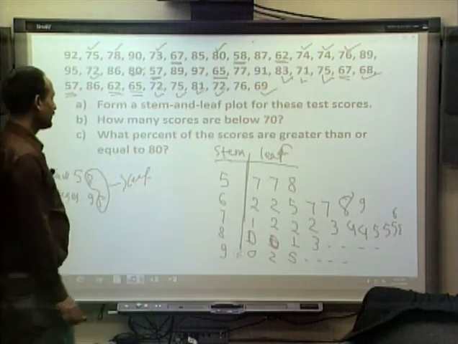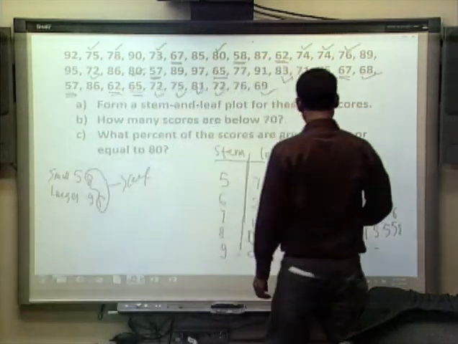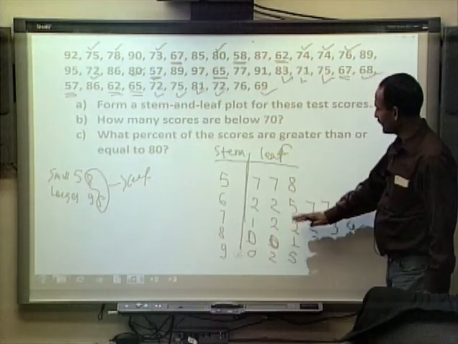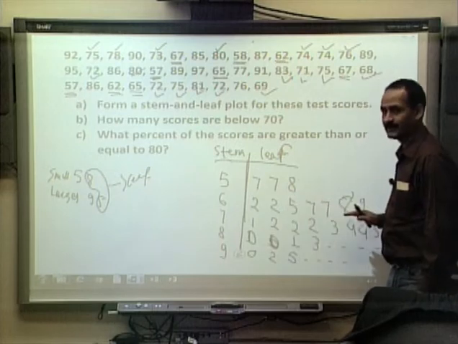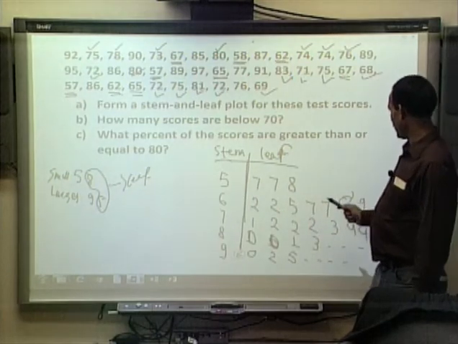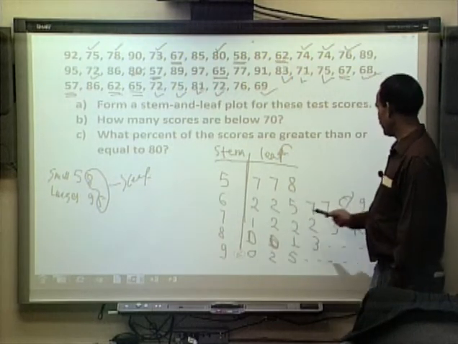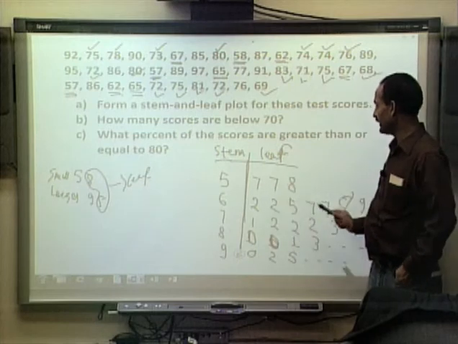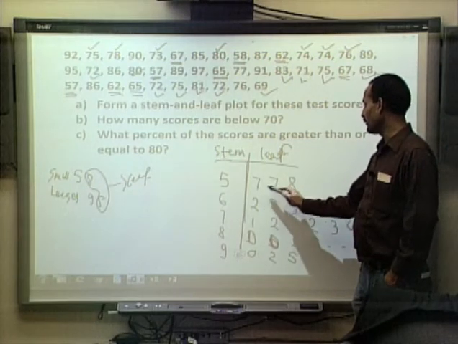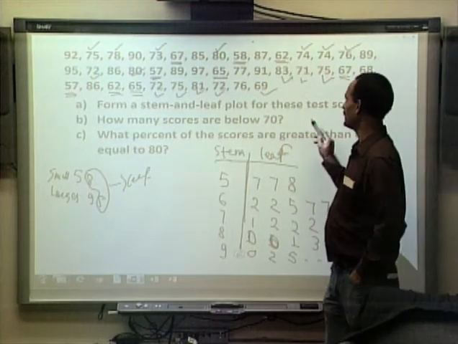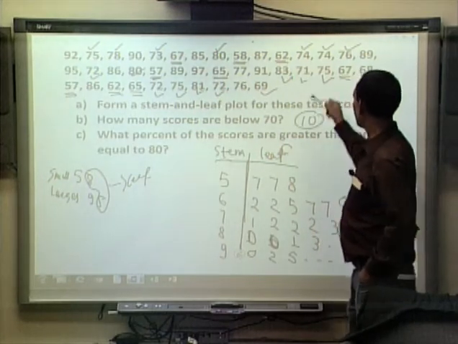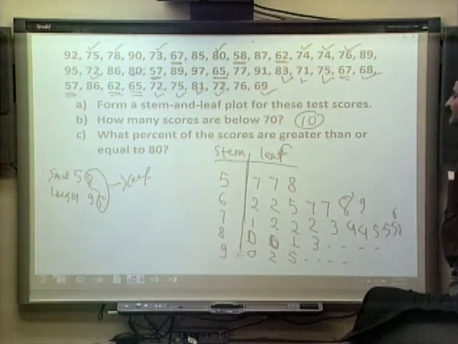How many scores are below 70? So below 70 means you will count anything below 70. That means you will count how many in the line of 5 and 6. If I have counted everything in the line of 5 and 6, then the right answer will be 1, 2, 3, 4, 5, 6, 7, 8, 9, 10. So I can say 10. But I might have forgotten something. If I have, check it.